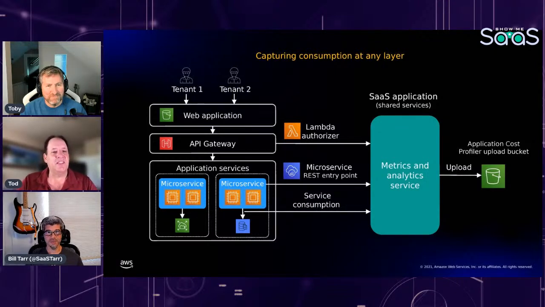imagine you just did the Lambda authorizer model, right? So your API gateway is all you've got, and you're just using whatever data you can infer from API calls. Do you think you could get something useful out of that?